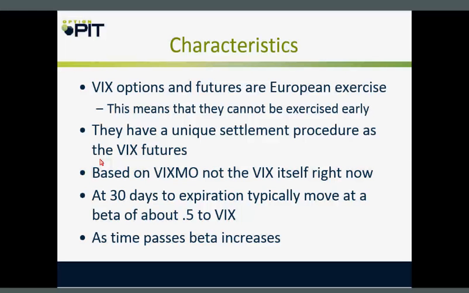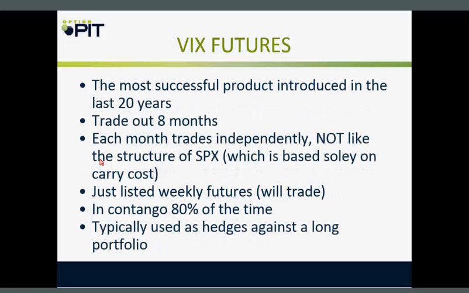And at 30 days to expiration, a VIX future will have a beta to the actual cash index of about 0.5. As time passes, the beta increases. The VIX futures are the most successful future product introduced in the last 20 years. They trade out to 8 months. Each month trades independently. All right.